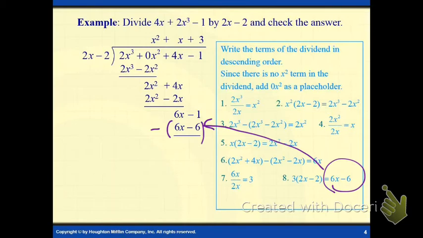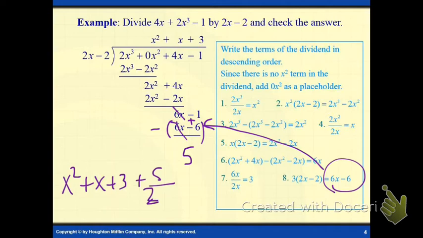So distribute your negative sign. So 6x would be negative, the 6 would become positive. So you'll have a remainder of 5. And then the x is canceled, so it'll be a remainder of 5, plus 5 over 2x minus 2. With your plus your 5 over the 2x minus 2.